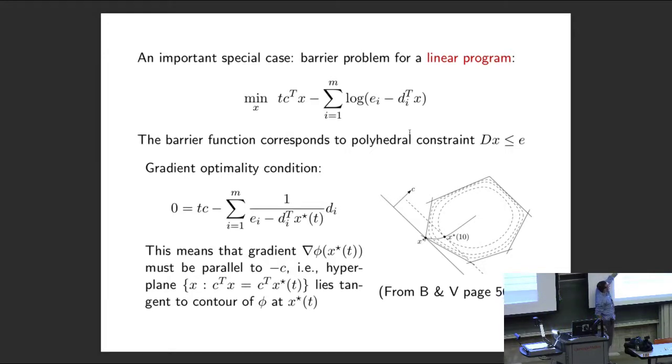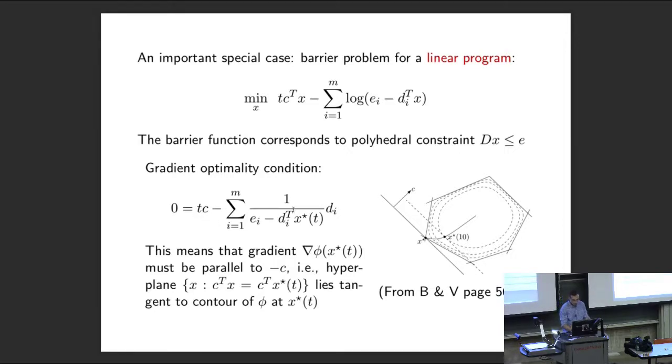I can just take the gradient and set it equal to 0 to get the optimality condition. This is what it looks like. t times c, that's the gradient in this part, minus, taking the gradient of these gives me 1 over what's inside, e_i minus d_i transpose x star, times the gradient of what's inside, and that's just d_i. This is the optimality condition. And what this means is that the gradient of my log barrier function at the solution must be parallel to minus c.